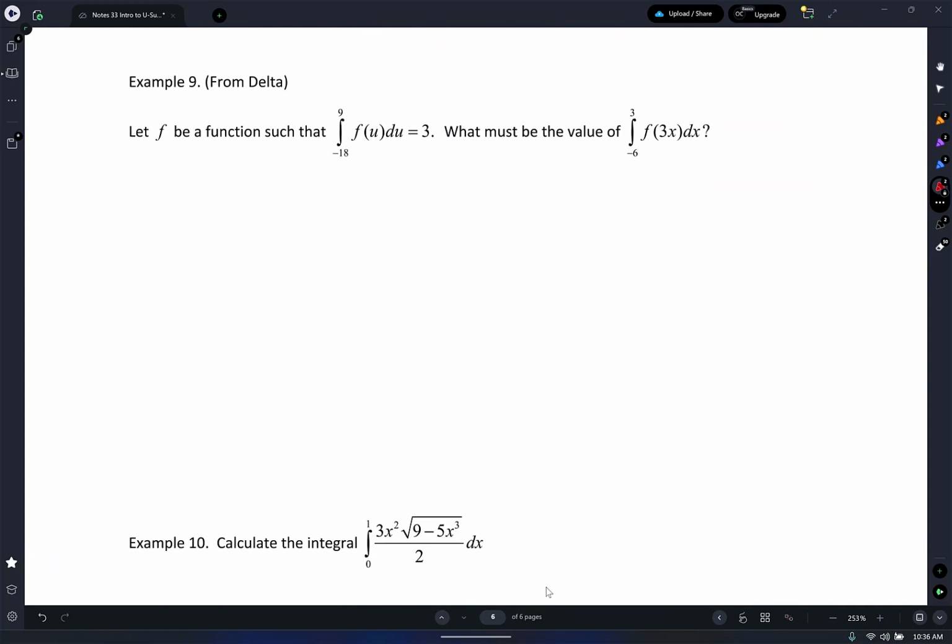All right, here we go. Let f be a function such that the integral from -18 to 9 of f of u du is equal to 3. What must be the value of the integral from -6 to 3 of f of 3x dx? I don't know. All right, here we go.